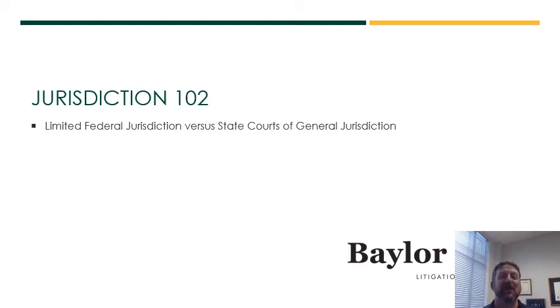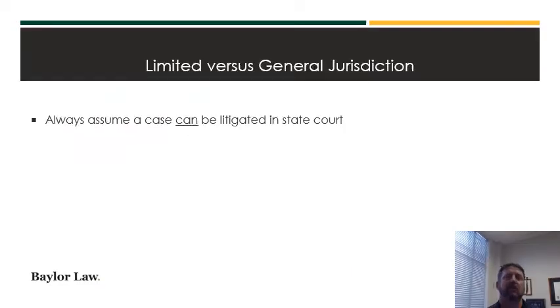Jurisdiction 102, one of the other fundamental principles students miss in civil procedure studying jurisdiction. What is the difference between federal courts of limited jurisdiction and state courts of general jurisdiction? The good news is the forum fight, as between state and federal court, is in an important sense only of one dimension. A complicated dimension it may be, but it's really only one dimension.